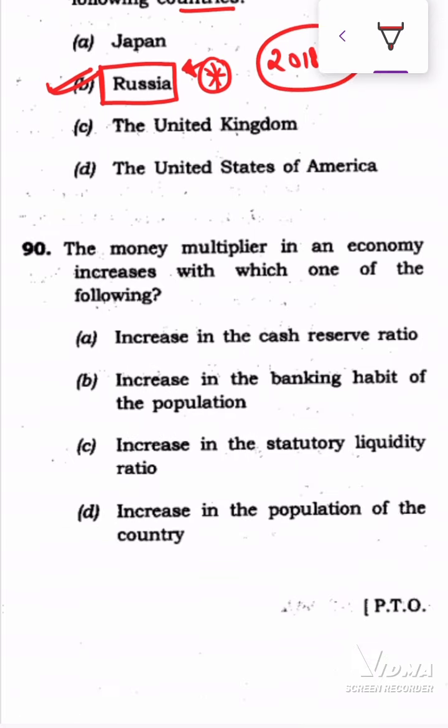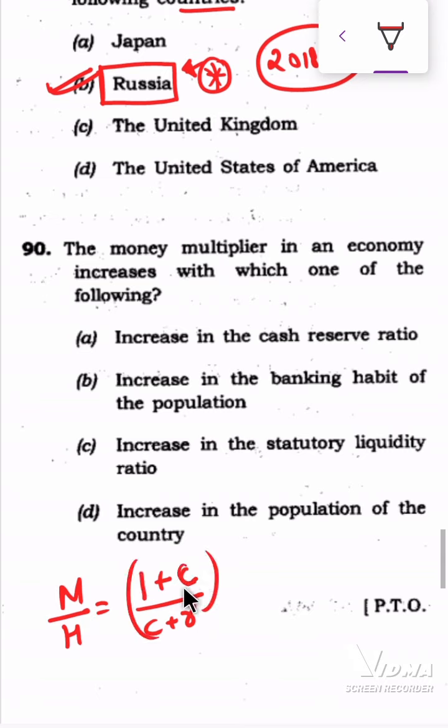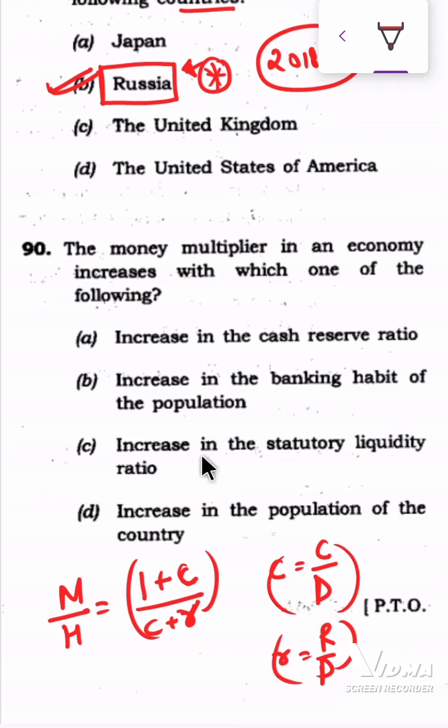The money multiplier in an economy increases with which of the following? You know the money multiplier's formula. Money multiplier is M upon H, that is high powered money, (1 plus C) upon (C plus R). C is the currency deposit ratio, and R is the reserve deposit ratio. You can write C is equal to capital C by capital D, and R is equal to capital R by capital D. So the money multiplier in the economy increases with which of the following?